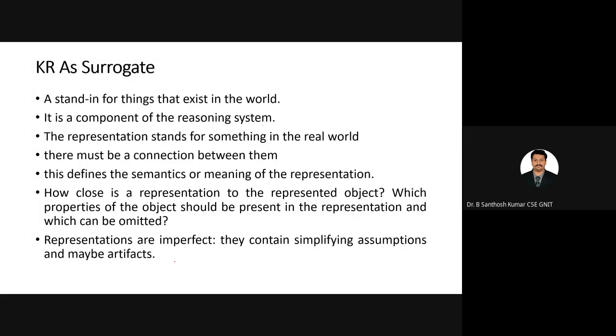It is a component of a reasoning system. So the representation stands for something in the real world, so there must be connections between them. This defines the semantics, or meaning, of the representation. What is the meaning of semantics? We are giving some meaning to that particular statement. Then, how close is the representation to the represented object, which properties of the object should be represented, and which should be omitted? Representations are imperfect, so they contain simplifying assumptions and maybe artifacts.